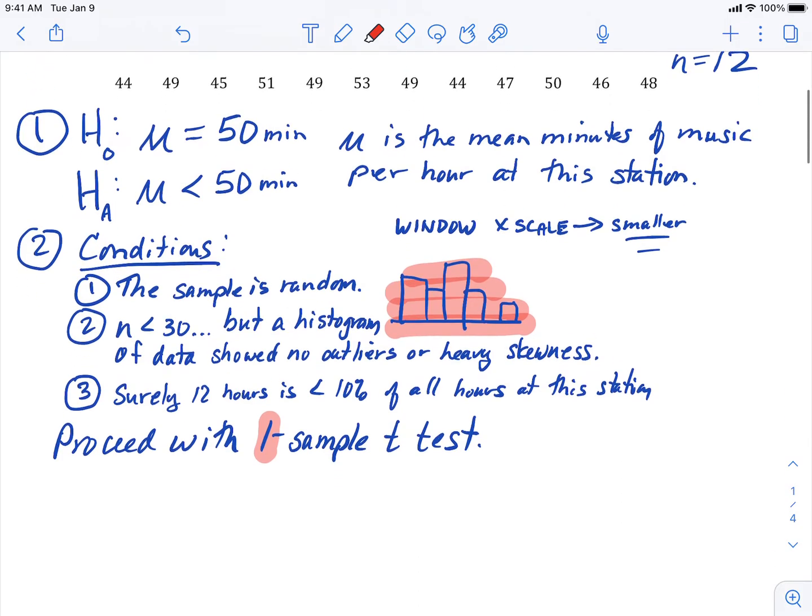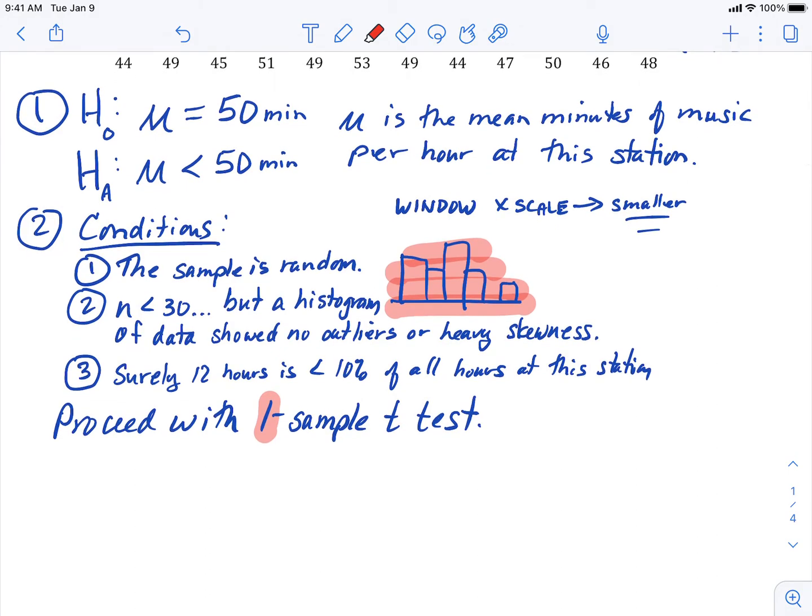And so far, right now, after all that work and writing, we've only earned 2 points out of 4 points on an AP test problem.